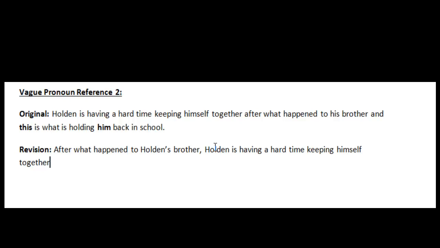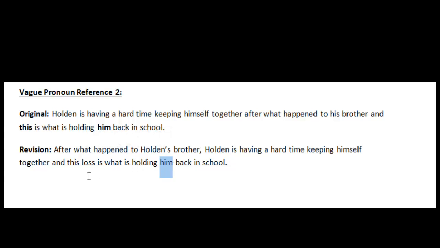If we've read Catcher in the Rye, we know that Holden's brother dies early in the book, and this produces all kinds of complications and emotional issues for Holden. So Holden is having a hard time keeping himself together, and this loss is what is holding him back in school. Now, you may be wondering how suddenly this is no longer a vague pronoun.